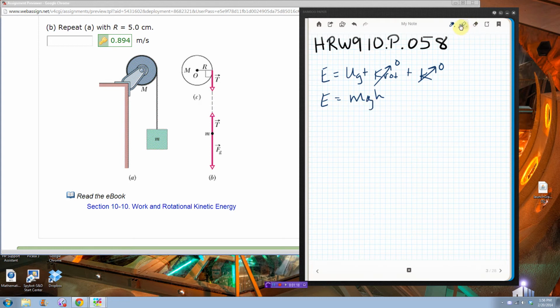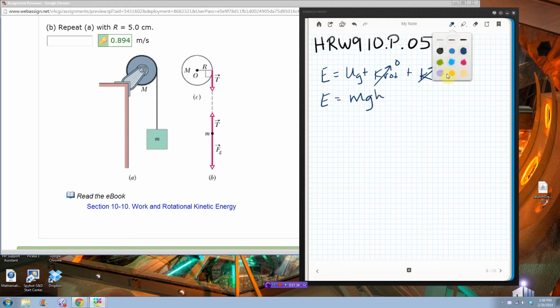Ooh, that G is very, very funny looking. Okay. All of which we know, mgh, so we could get a number for this. However, I'm going to leave it without a number for now because we're going to see something cool happen later.